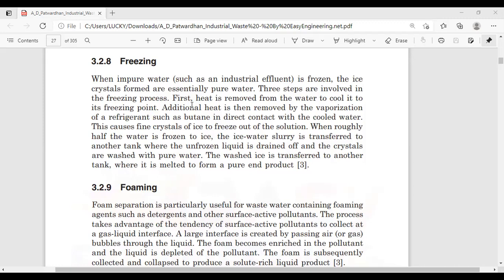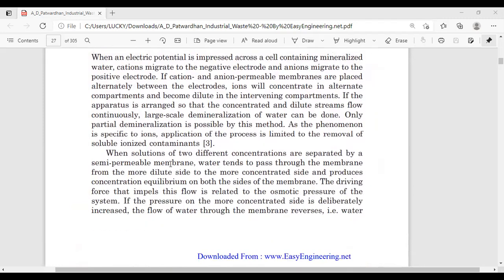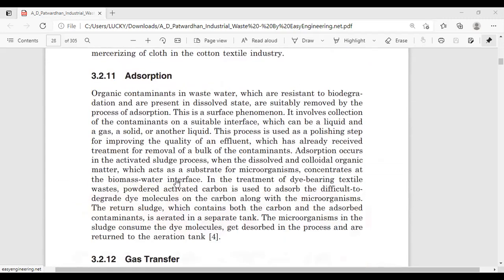Next, adsorption. Adsorption is also a second method used nowadays in industrial wastewater treatment. Organic contaminants in wastewater which are resistant to biodegradation and are present in dissolved state are suitably removed by the process of adsorption. This is a surface phenomenon.